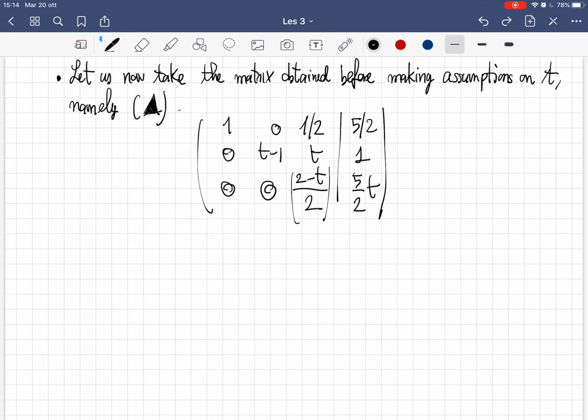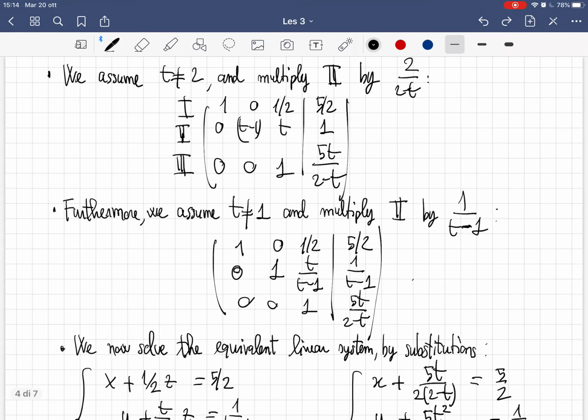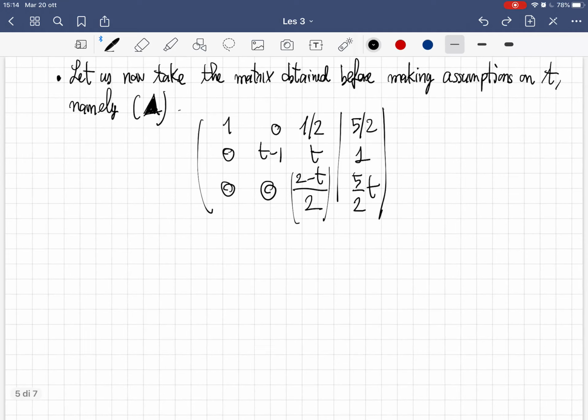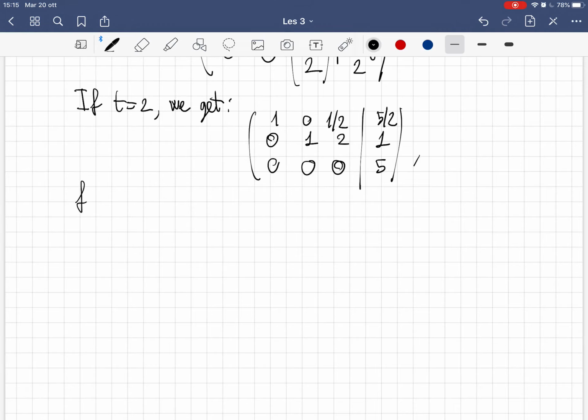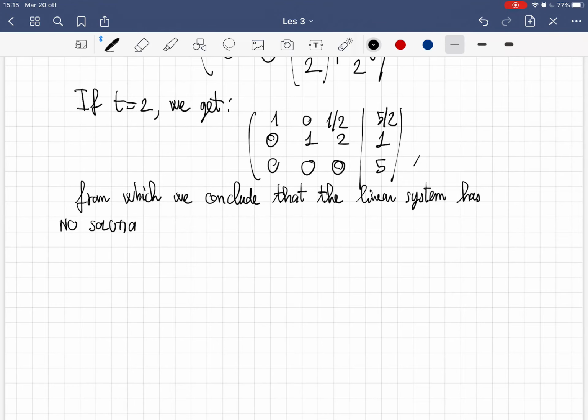But let's now go back to the solution in this case. Now we have to study the cases when t is equal to 2 or t is equal to 1. So I'm just going to write, if t is equal to 2, we get this: 0, 1, 2, 1, 0, 0, 0, 5. And here you can conclude immediately that the given linear system has no solutions.